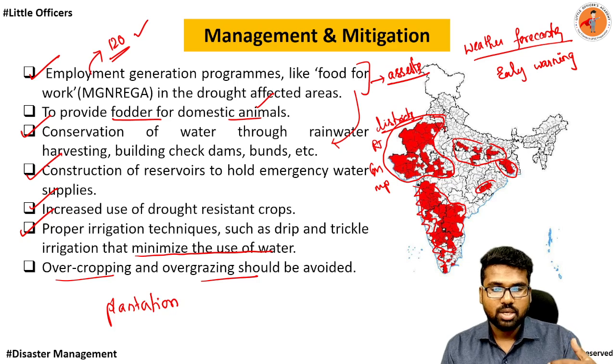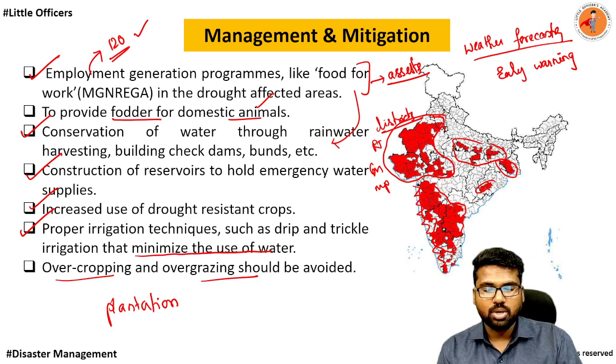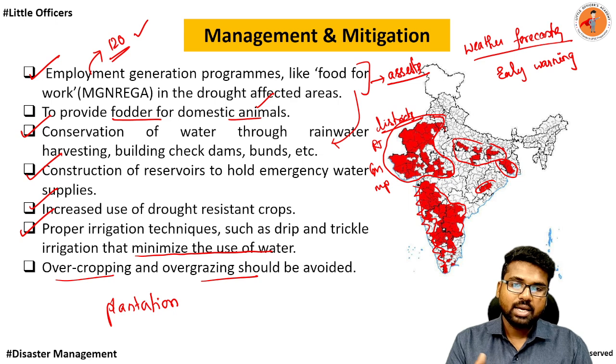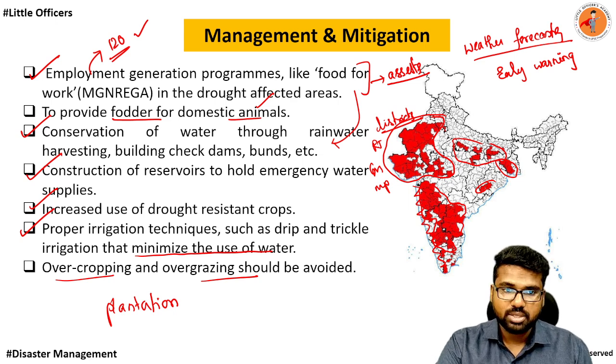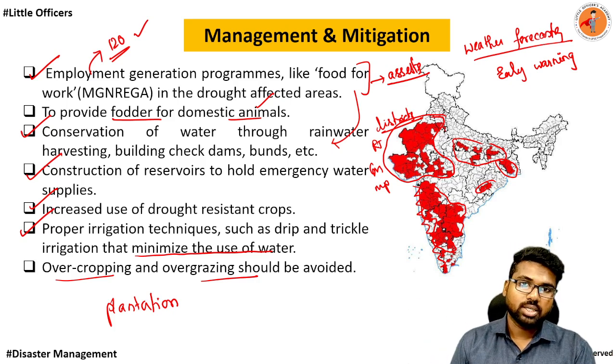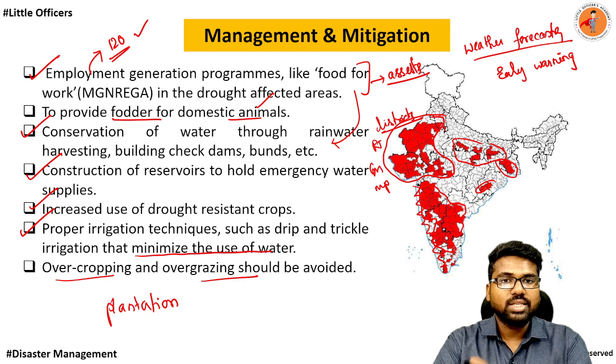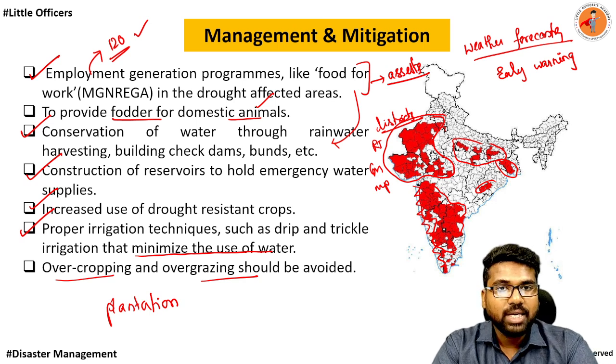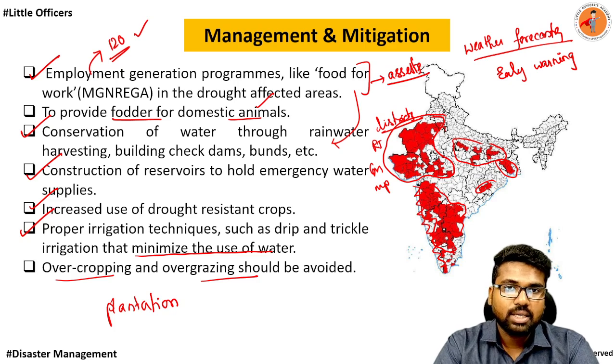What are the early warnings, what is the response, what kind of relief can be provided, and what kind of mitigation measures. All these things, in the short term as well as in the long term, we can write. So these are some of the mitigation measures and management strategies to tackle drought.